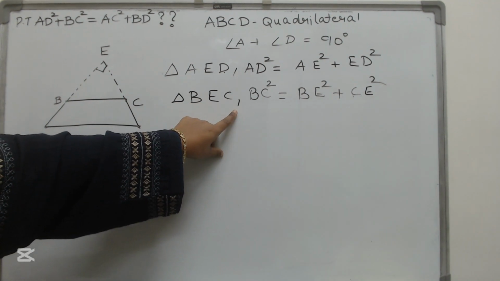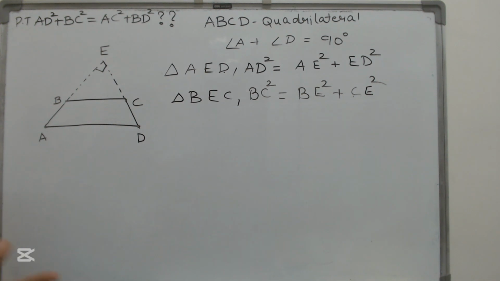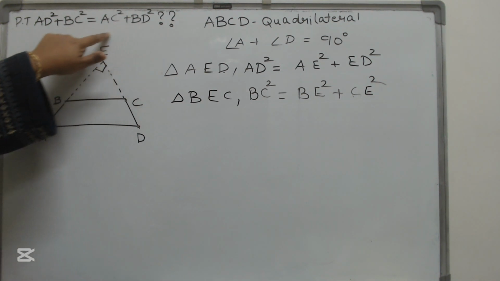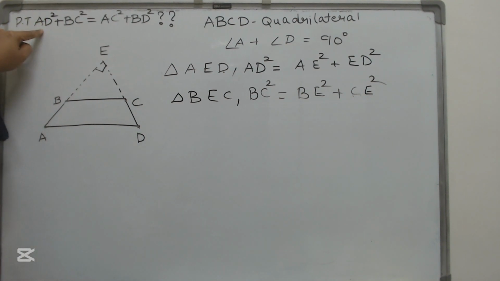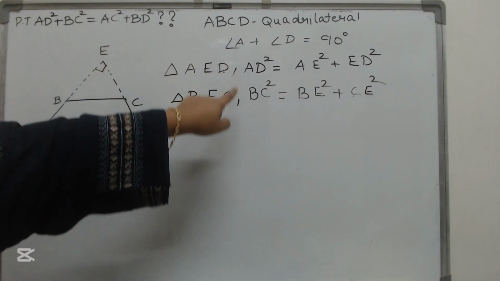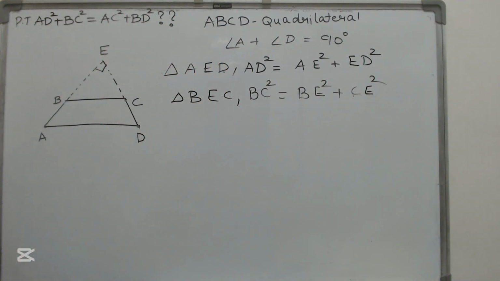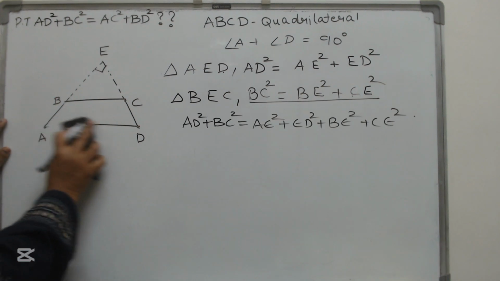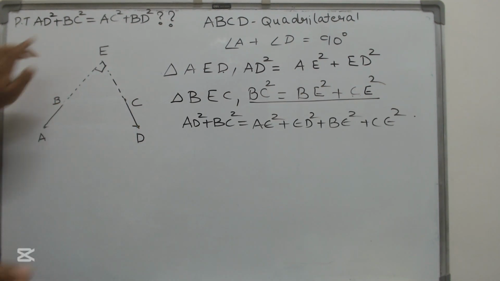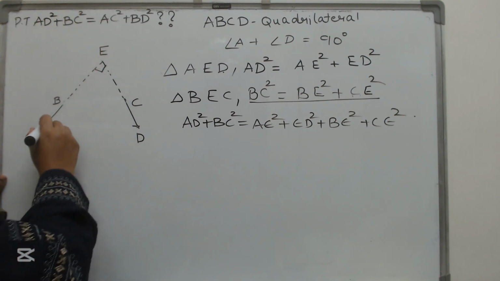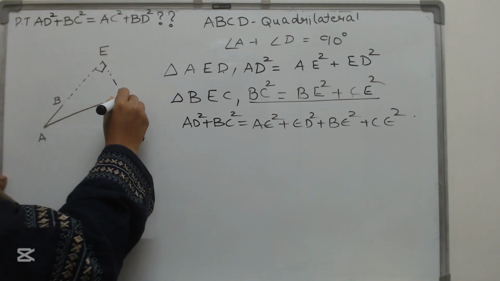And what do we need to prove? Have we got any nearer to the answer? This is the equation that we needed to prove, and we have completely got the LHS. The LHS is just AD square plus BC square. Now for the RHS, what are the two line segments we need? First we need AC. So let us join that.